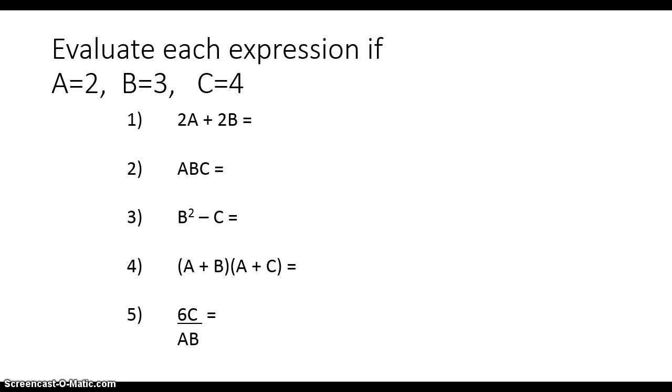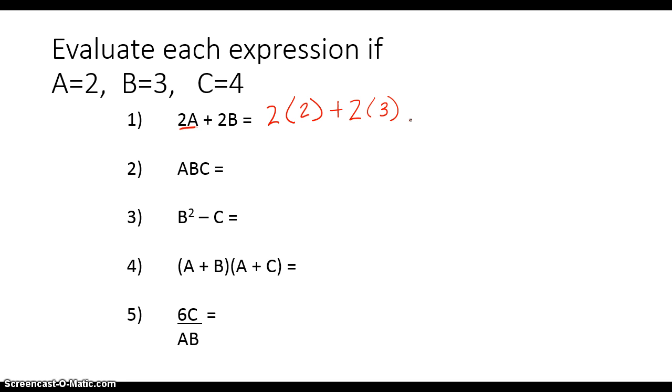Now it's your turn. You're going to evaluate these expressions. You first need to substitute the values that are given for A, B, or C. Let's do number 1 together. If I wanted to evaluate this expression, I would plug in for A a 2. And since 2 and A are right next to each other with no operation in between, I know I need to multiply those. In the second part, I'm going to take 2 times b, and in this case, b is 3.